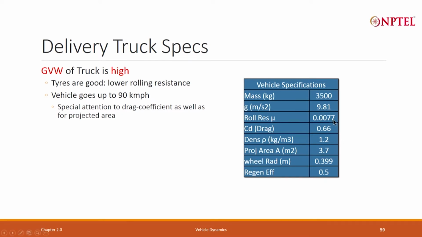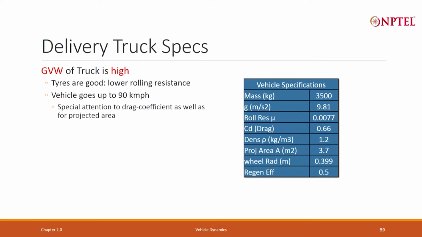Rolling resistance is very good. I deliberately make my tire very good. I spend money on tire. Why should I waste energy? Drag coefficient, well, can't do much about it. It's a large vehicle, so there will be a lot of drag, a lot of projected area. Wheel radius is made higher, 0.4 meters. I have taken different regeneration efficiency.